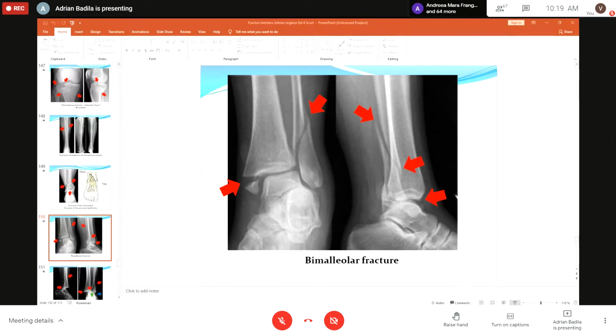How about the treatment? What do you indicate in such a case? Plate for the fibular one, and then screws for the tibial. Yes, it's a very good answer. We will use a plate for the peroneal malleolus, and for the tibial malleolus, we can use two screws or a figure of 8 tension band.